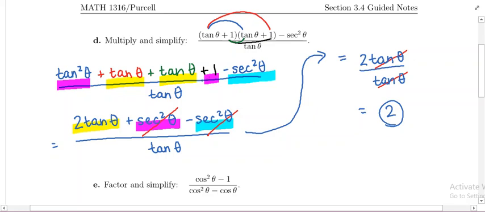So you've got to be able to collect those 2 pieces and call them secant squared theta. And then that ended up canceling with the negative secant squared theta. So pay attention to little details like that. It's really important. Okay, let's try the next one.